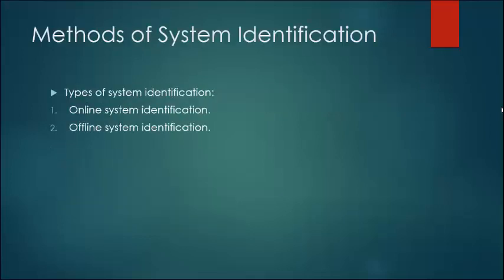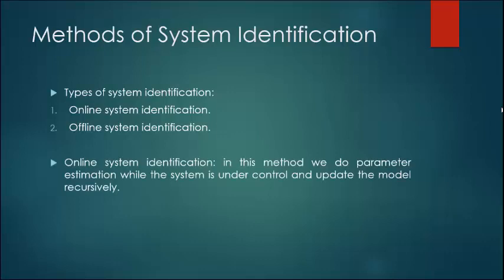There are two types or two methods we're going to consider in system identification. It is either online system identification or offline system identification. Now, online system identification is when we identify the system parameters and system model when the system is actually under control and doing its job. So we take recursive data of input and output and determine the model parameters based on that data recursively when the system is under control.